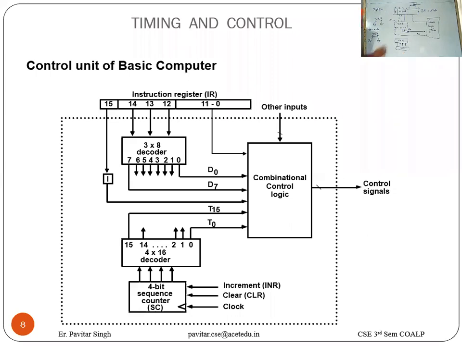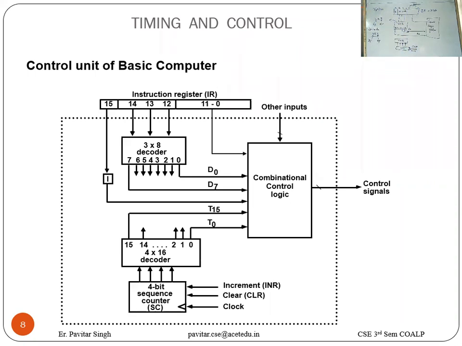So that is the reason we have to attach INR, CLR as an input to the sequence counter. It will be operated with the help of clock pulse, clock signals. That is why CLK is written over there. CLK for clock, CLR for clear operation, and INR for increment operation.